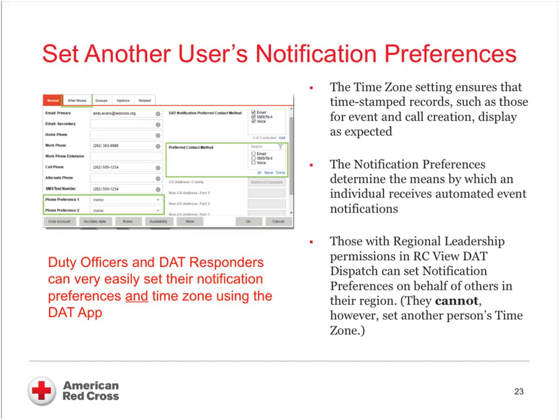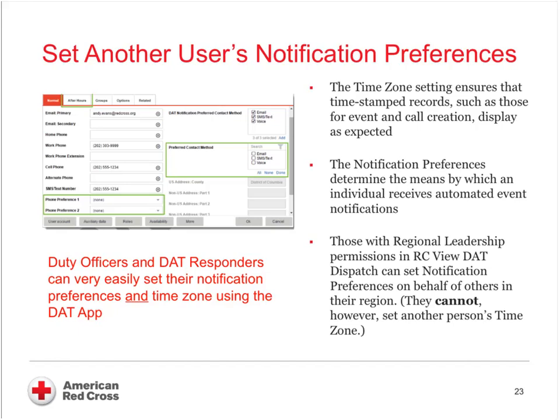So if they've got a phone number in there that's wrong, they need to go back into Volunteer Connection and update that phone number so it's updated in RC View. Those with regional leadership can go in and set the notification preferences on behalf of other people, but they cannot set the time zones for other people. So it's really important to have your team members go in and do that.